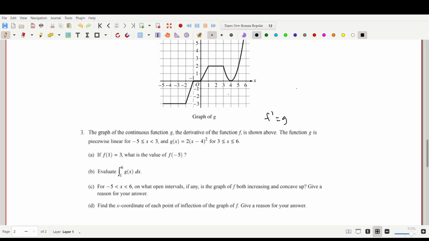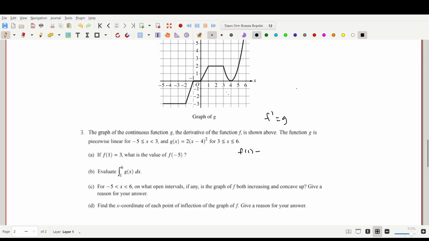If f of 1 is 3, is this 2018? I feel like I've done this so many times. I guess it is. All right. If f of 1 is 3, what's the value of f of negative 5? Okay, that's just going to be some FTC thing. So we know a lot about g, which is f prime, so probably FTC.